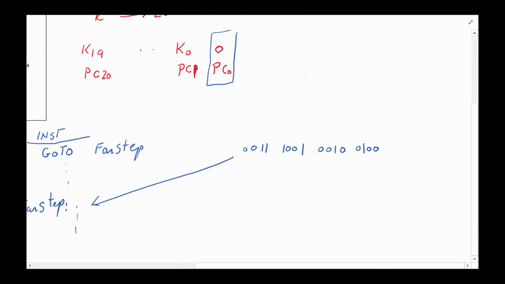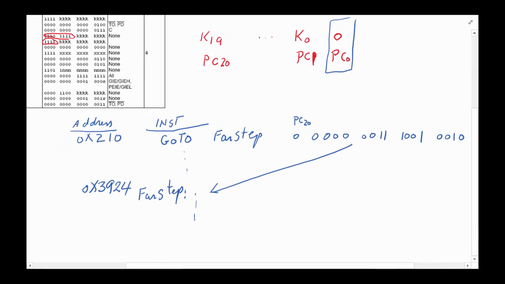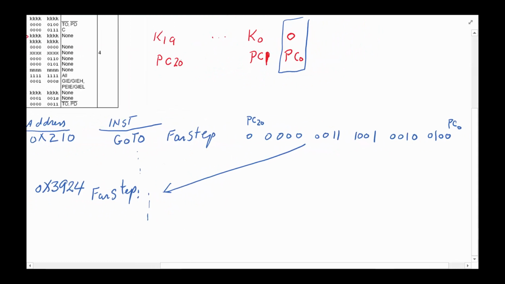We know the PC is 20, I only got 16, so how do I get to 21 bits? By adding zeros until I get to 21 bits. So this is PC20, and this hopefully is PC0. Okay? So let's double check to make sure I did it. So 4, 2, 9, and 3, and then the rest are 0.